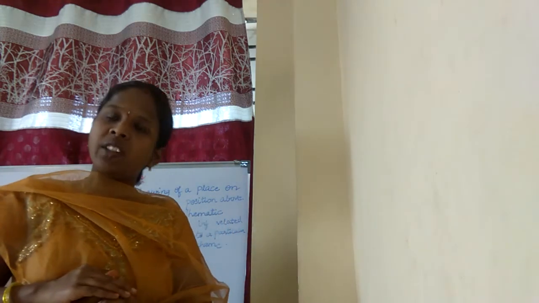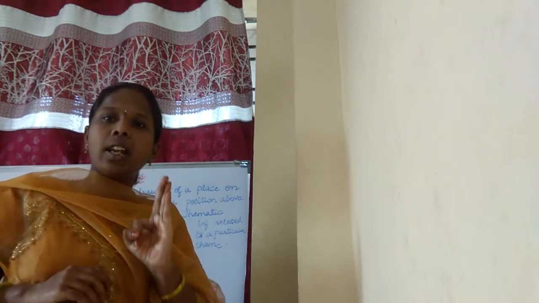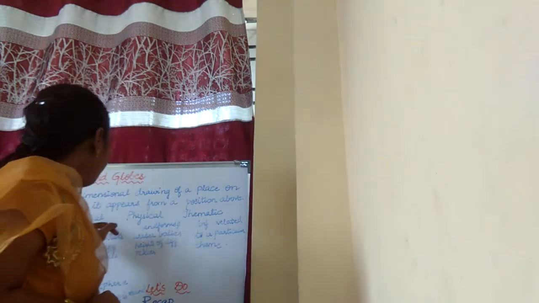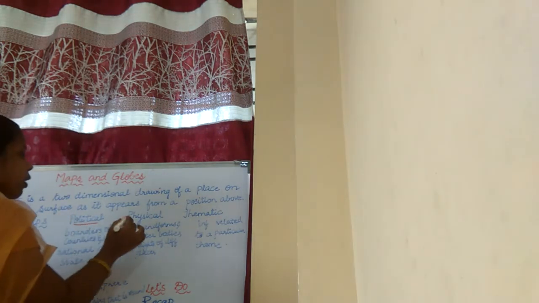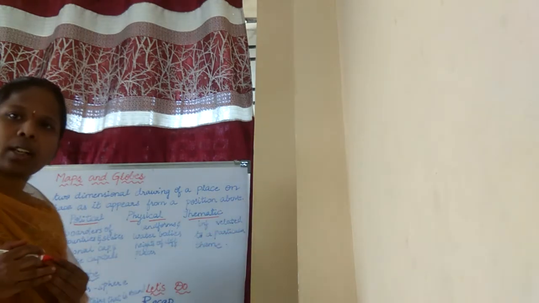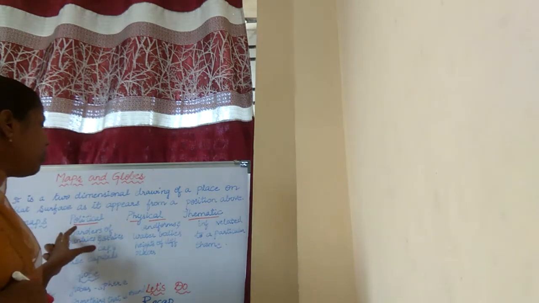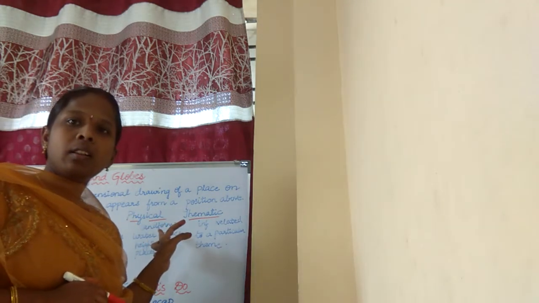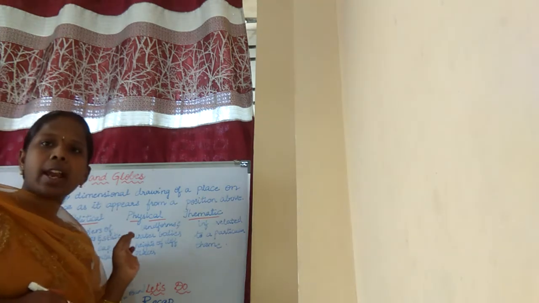And how many types of maps are there? There are 3 types of maps. What are they? Political maps, physical maps, and thematic maps. We already discussed them, right? What is a political map? A political map shows the borders of countries and states.